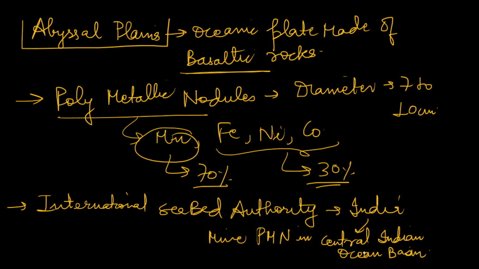So this was about abyssal plains. Polymetallic nodules are important here. You should know them in detail, and you should know the elements. Generally they are rich in manganese. You should be knowing that. So this was about abyssal plains.